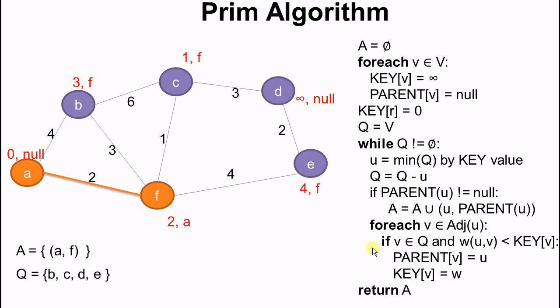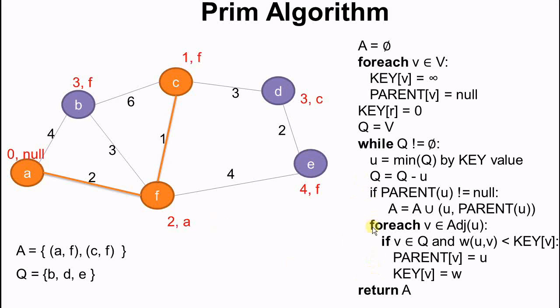Now enter the third loop. The vertex in Q with the smallest key is C. So we remove C from Q and add the edge CF into the minimum spanning tree. And then update the attributes of C's neighbors. Since this weight is less than D's key, D will be updated. But this edge is bigger than B's key, so B will not be updated. So we only need to update D. Now A contains AF and CF, and A, C, F are all removed from Q.